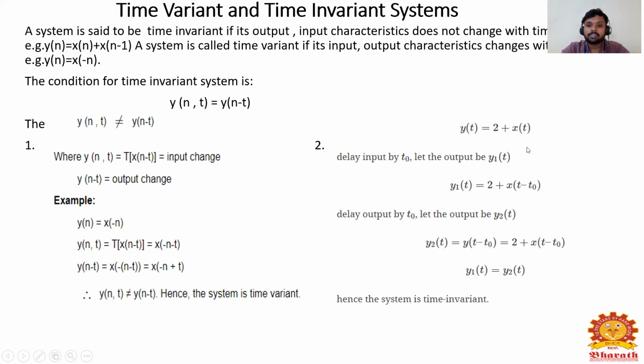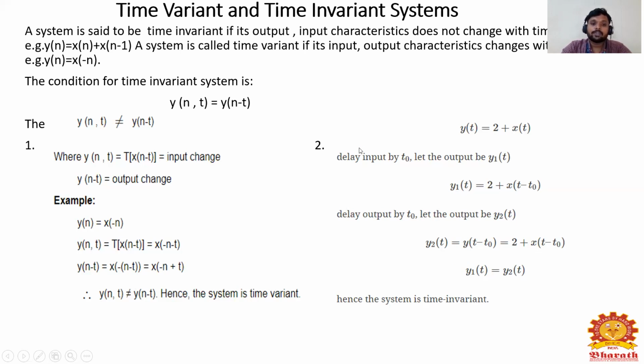Therefore, 2 plus x of, here I am having t, so I want to replace t with t minus t naught in the output delay. So let us check y1 of t and y2 of t. The y1 of t answer is 2 plus x of t minus t naught. For y2 of t also we got the same answer, 2 plus x of t minus t naught. Therefore y1 of t is equal to y2 of t. Hence the system is time invariant.